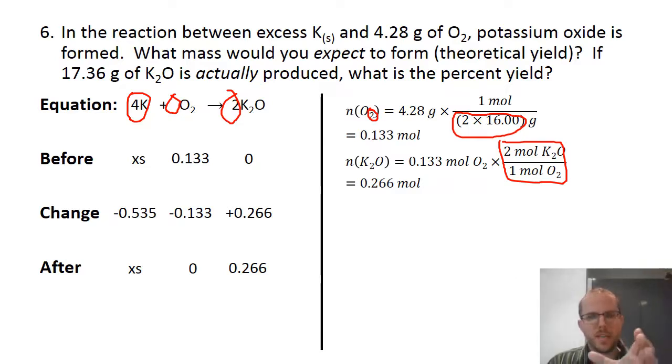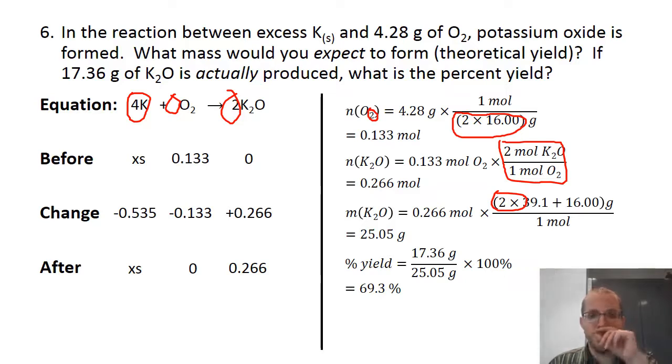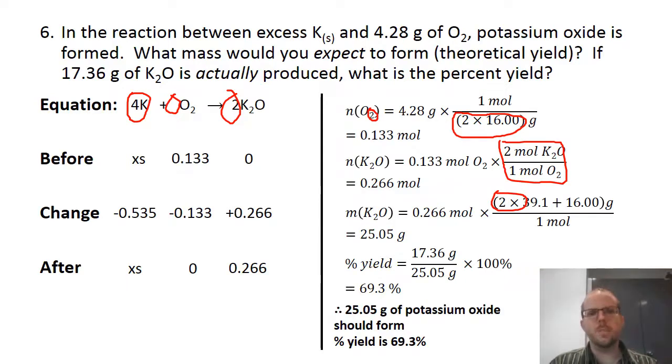So I have the moles of potassium oxide, I need to convert that into a mass. So 0.266 moles multiplied by the molar mass of potassium oxide, taking note of the fact that I need 2 lots of potassium, so I get 25.05 grams as my theoretical yield. If 17.36 grams of potassium oxide is what's actually produced, I divide that by the theoretical yield times 100 and then make my summing up statement at the end. 25.05 grams of potassium oxide should form, and my percentage yield is 69.3%.